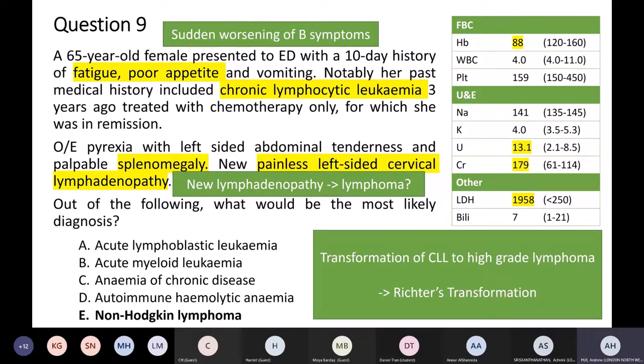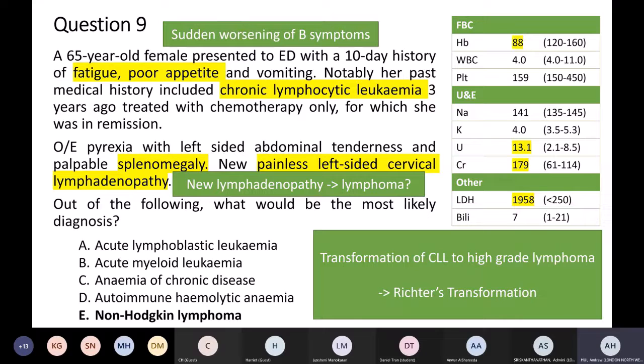So this patient is in remission for chronic lymphocytic leukemia. They have a hemoglobin of 88. The white cells are on the lower end of normal and the platelets are okay. They have an AKI and a raised LDH. So remember, LDH is a non-specific blood test result. It's associated with a variety of things. Any stress and infection and cell breakdown can cause a raised LDH.